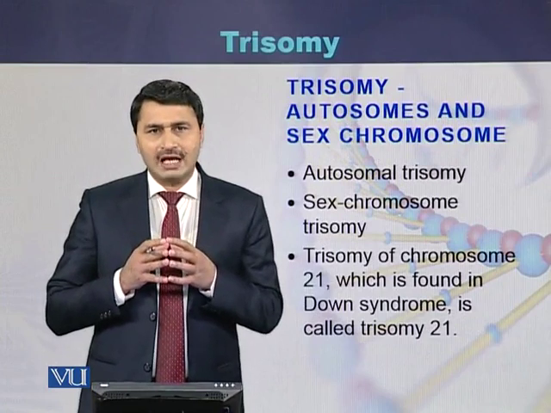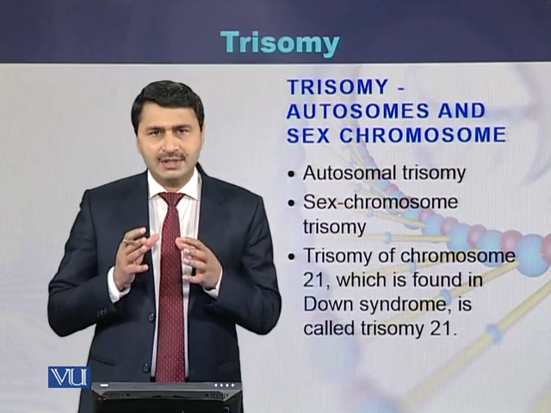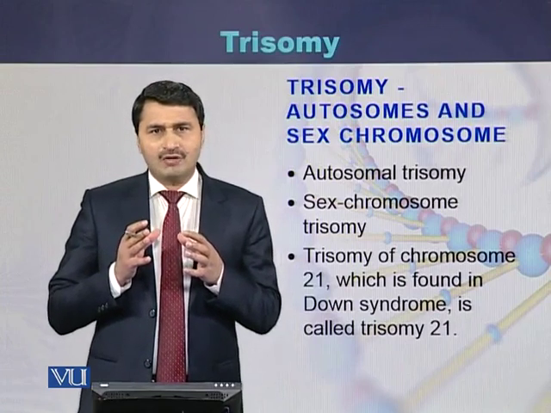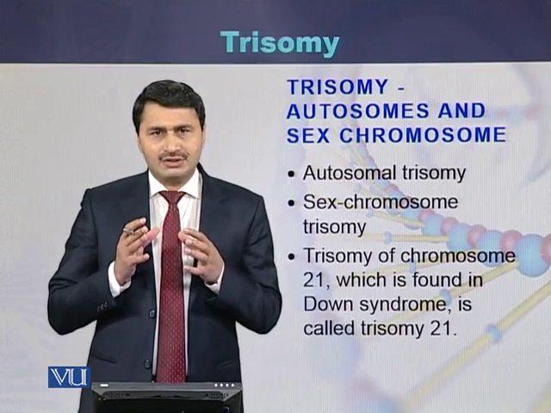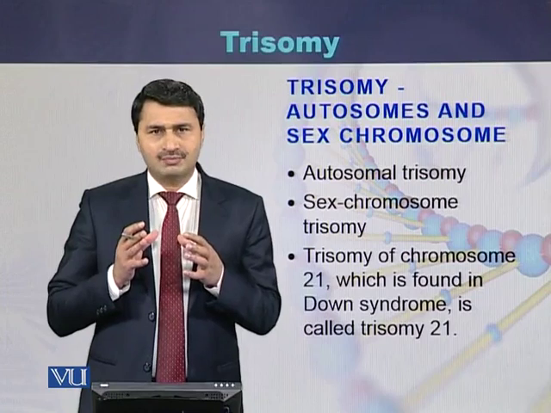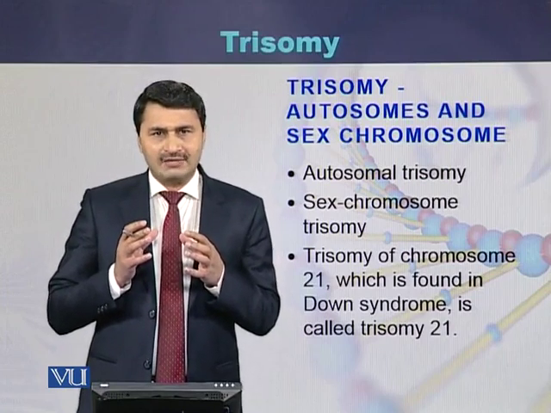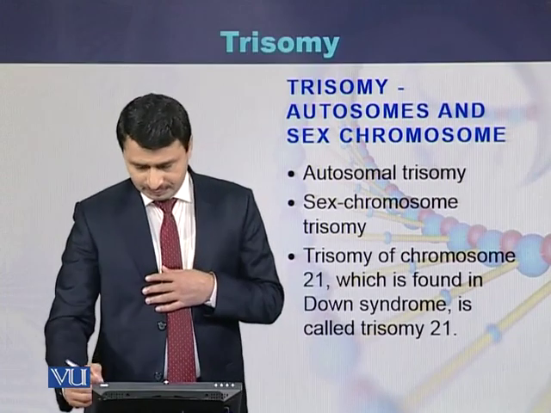Trisomy is of 2 types. It can be autosomal trisomy, or it can be sex chromosome trisomy. In case of autosomal trisomy, the important syndrome is Down syndrome. And in case of sex chromosome trisomy, Klinefelter syndrome is the type of trisomy.